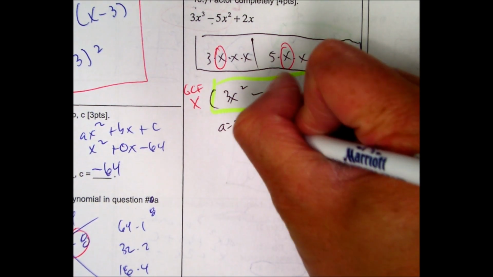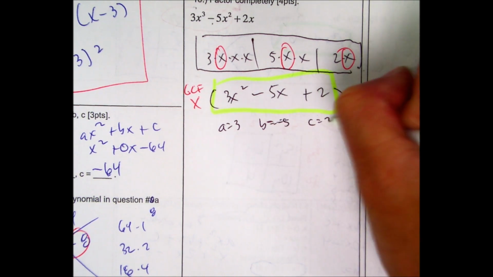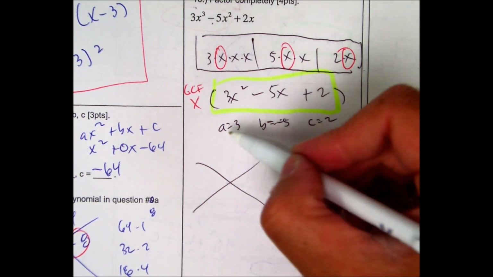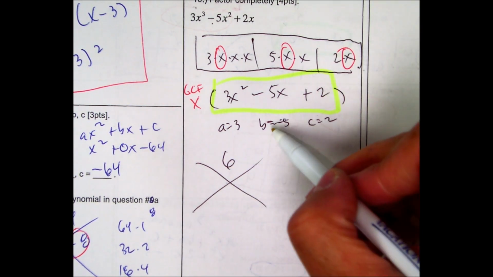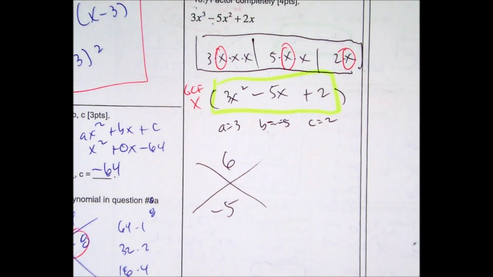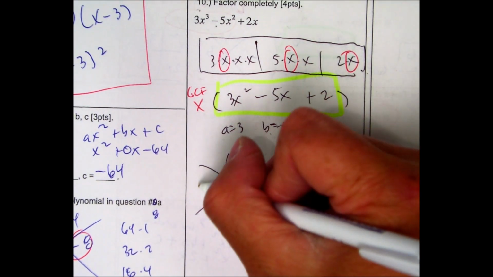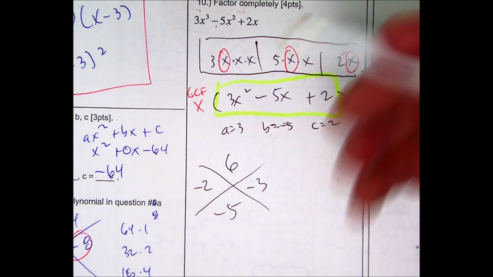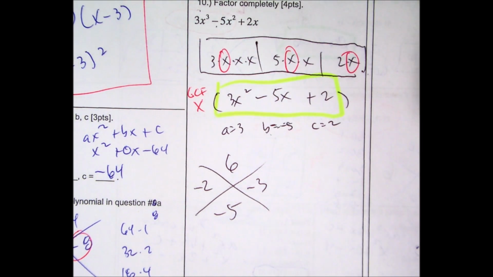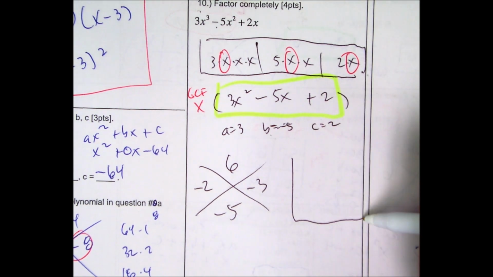So there, my a value is 3, b is negative 5, and my c value is 2. Do the x, a times c, that'll become a positive 6. B value is negative 5. Two numbers that multiply together to be positive 6, but add to be a negative 5 are negative 2 and negative 3. A lot of you guys chose 1 and 6. It doesn't work. Remember, you guys are allowed to use your regular calculators.